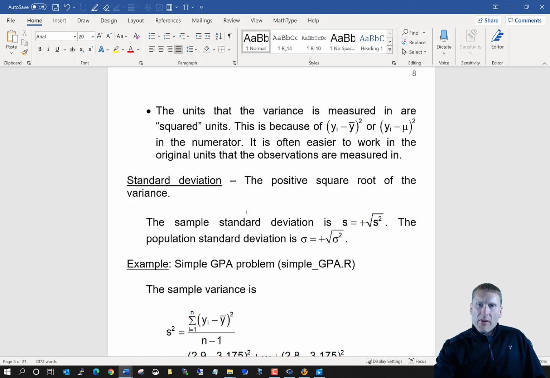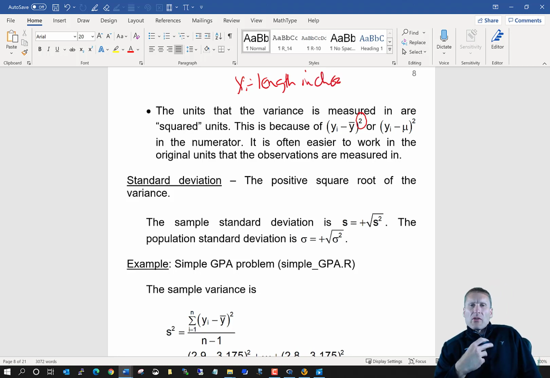Now, there is one problem with this variance measure, and that is, since we are using a square there, we're actually measuring everything in squared units. So perhaps yi is a length in inches for something. Since we're working with yi minus y bar squared, this variance is actually in inches squared. And that can be a little bit more difficult to interpret. So because of that, very often, rather than working with the variance directly, we work with its positive square root, which is known as the standard deviation. Since we're taking the square root, we are no longer in squared units. Now we're in the original units of the data.